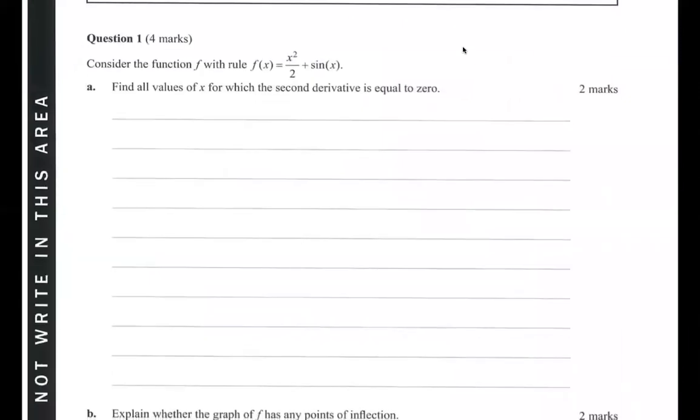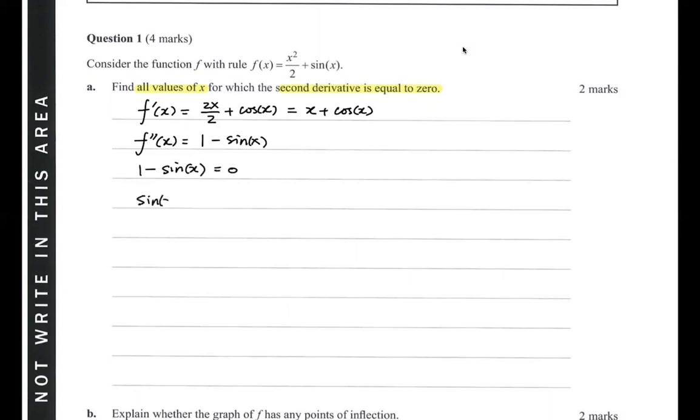Question 1, 4 marks. Consider the function f with rule f of x equals x squared over 2 plus sine x. Find all values of x for which the second derivative is equal to 0. So the derivative of f is basically 2x over 2 plus cosine of x, and f double dash of x, if we simplify it a bit, is 1 minus sine of x. And we need to equate that to 0.